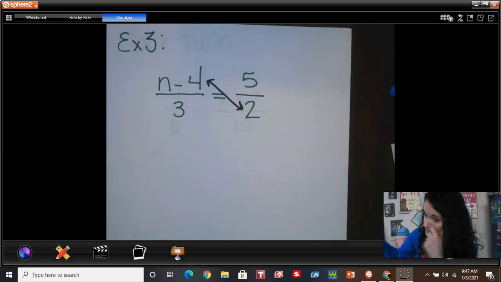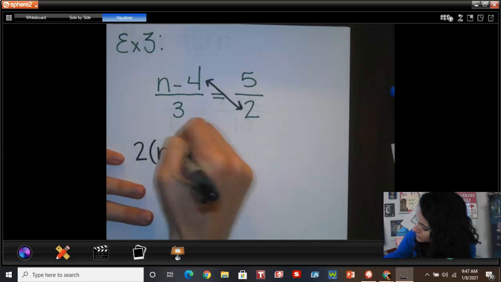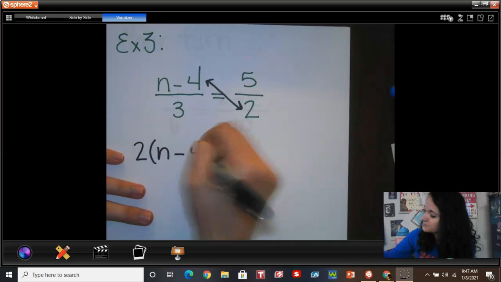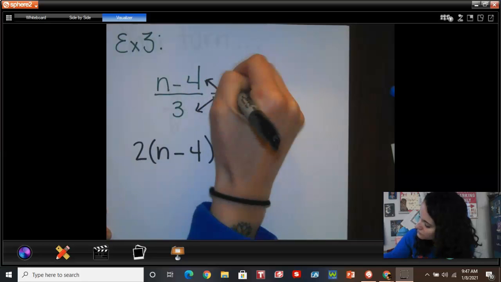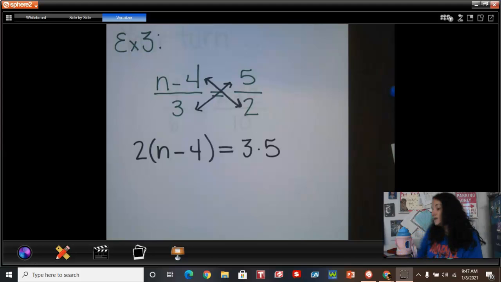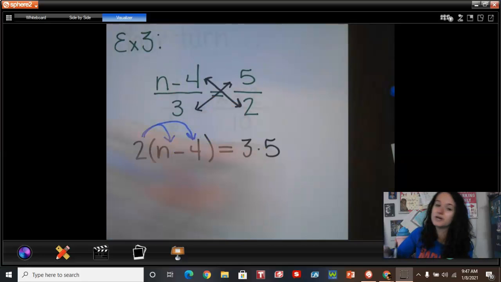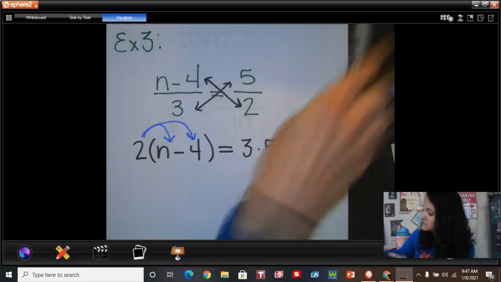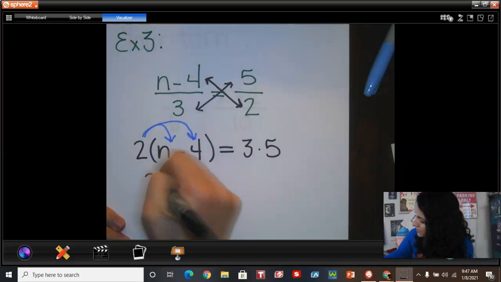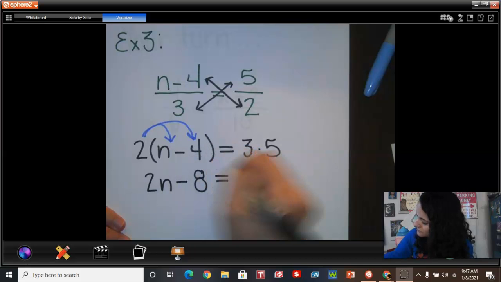So we're going to do n minus 4 times 2. Remember when you're dealing with expressions to write them in a set of parentheses. And then we have 3 times 5. The reason why you write it in a set of parentheses is because that's going to remind you that we are using the distributive property here. So we're going to distribute that 2, which means it's going to multiply by everything inside those parentheses. So we have 2n minus 8 equals 15.